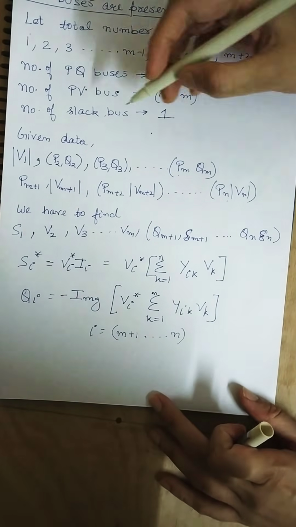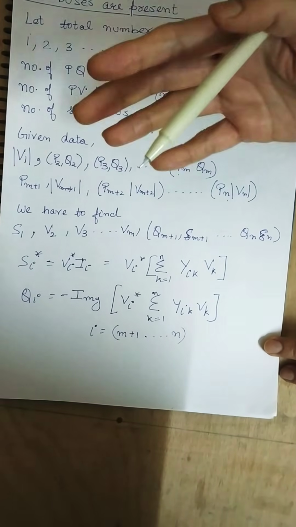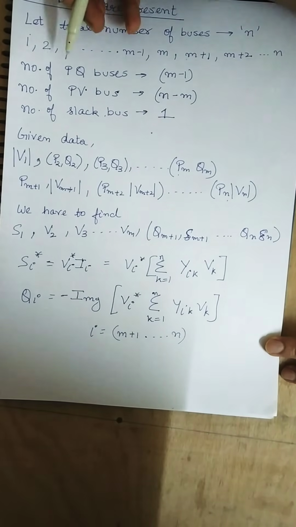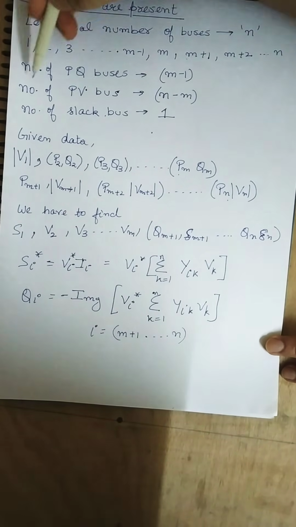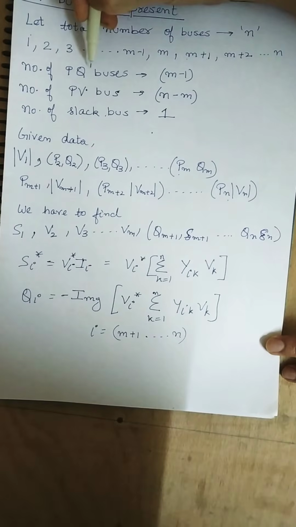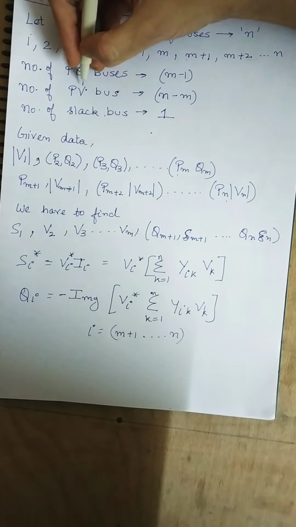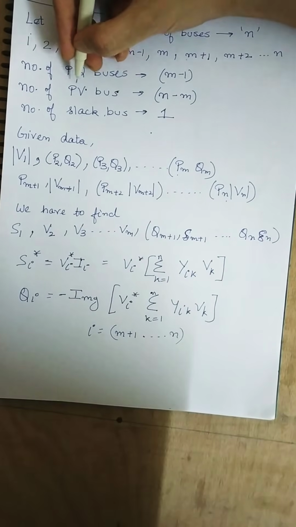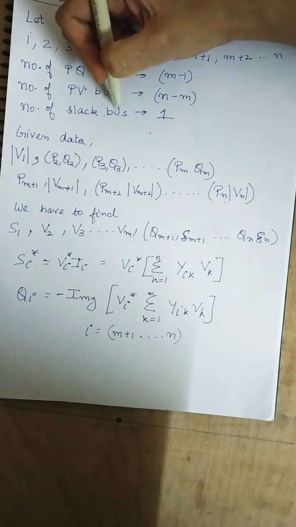Now the first step we have to consider here is to find the given data. What is given to us? In PQ buses, obviously it is a PQ bus, so what is given is complex power. And in PV buses, power and voltage magnitude are given, and we have to find the angle and the reactive power. And in the slack bus, voltage and angle are given.